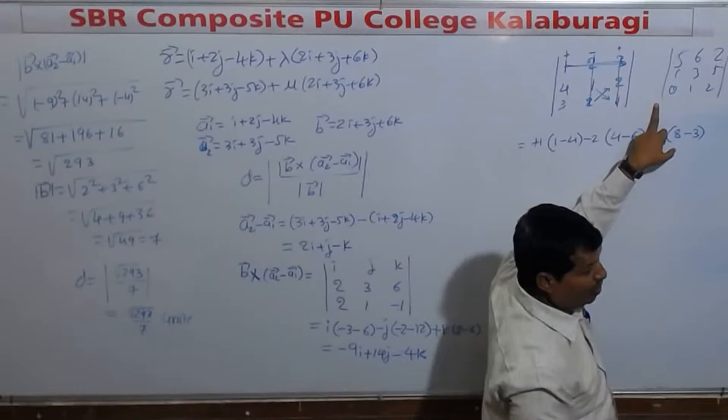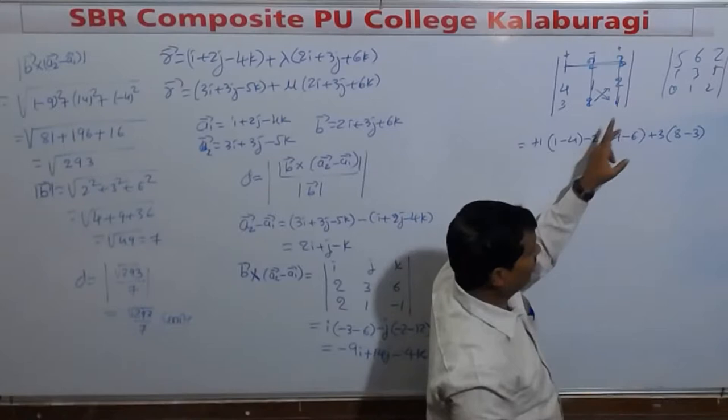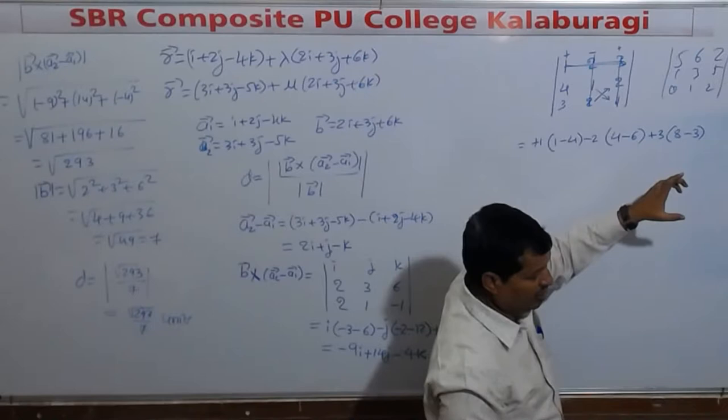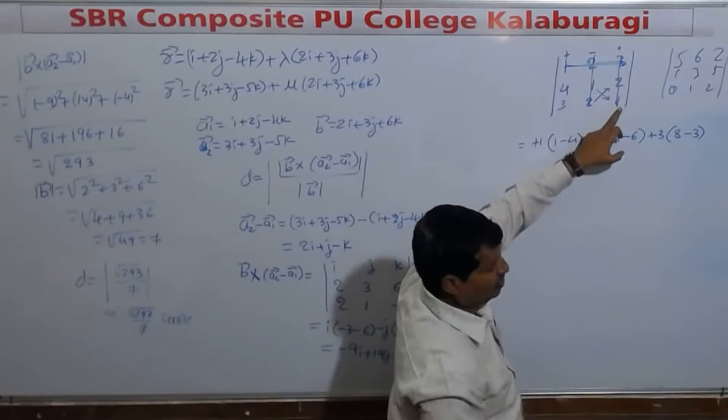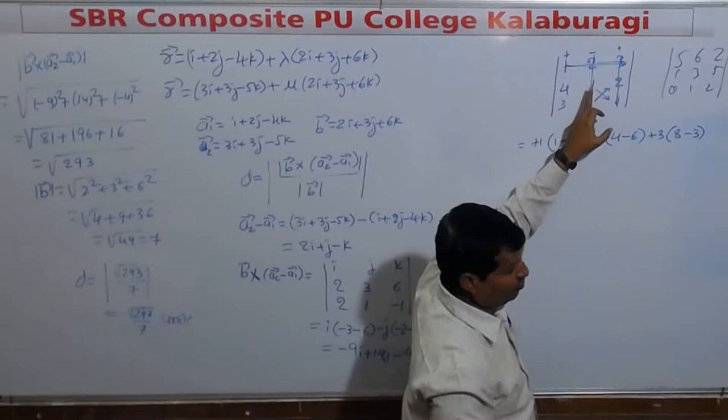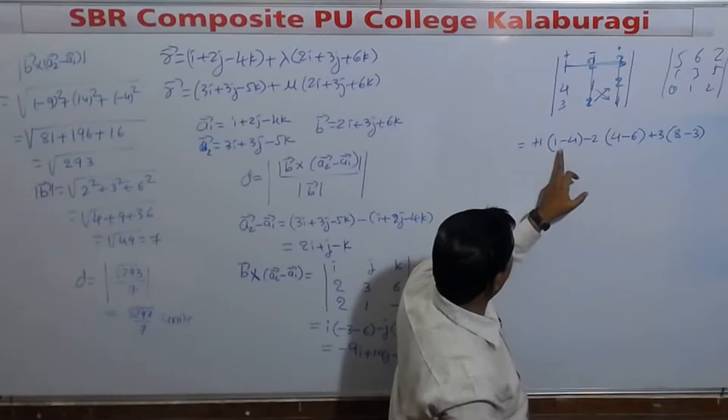Whenever you multiply, you have to multiply the principal diagonal as positive. Whether it is a second order or third order determinant, first you multiply the principal diagonal elements minus the secondary diagonal elements. That is the method. Therefore, we have 1 into this into this here. Don't write this into this first. This is called principal: top left corner to bottom right corner elements are called principal diagonal elements. That is why I wrote 1 minus. So this is the expansion of the determinant along the first row.